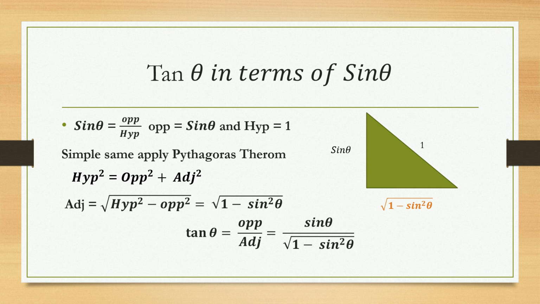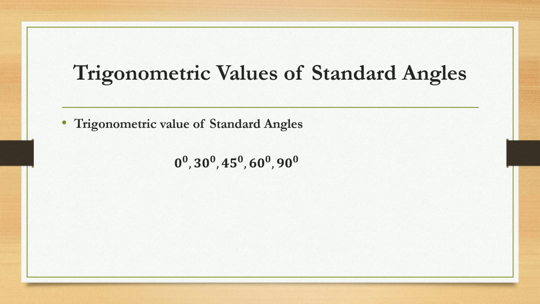So what are the two concepts? Remember, we have used only two concepts. What is one? One is the definition of the trigonometric ratios. Second one is the Pythagoras theorem. With these two concepts, we can express any trigonometric ratio in terms of other trigonometric ratio.